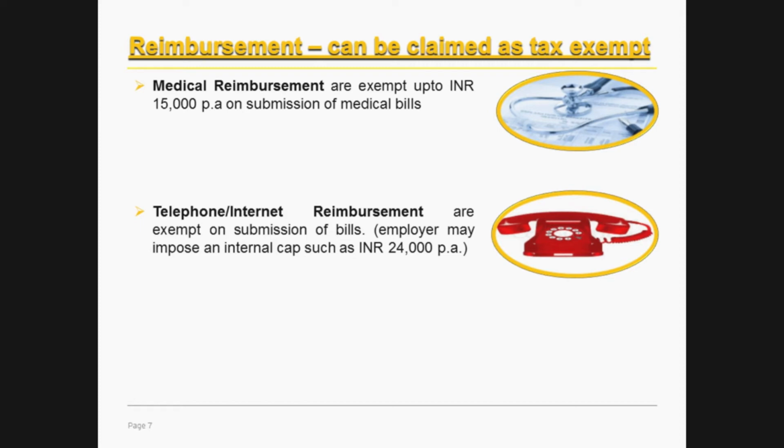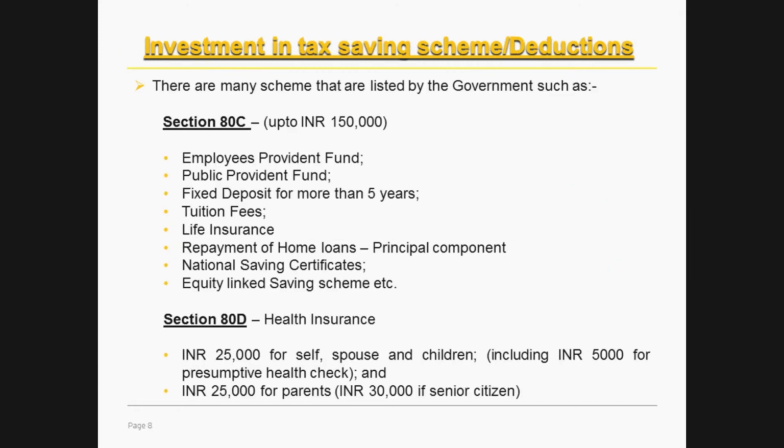Now we talk about the second leg of tax planning, which is investment in tax saving schemes. There are many sections that are listed by the government, such as section 80C. You can claim or invest under section 80C up to rupees 1,50,000. Investment can be made in employees provident fund, public provident fund, fixed deposit, tuition fee, life insurance, repayment of home loan principal component, national savings certificate, equity savings schemes.